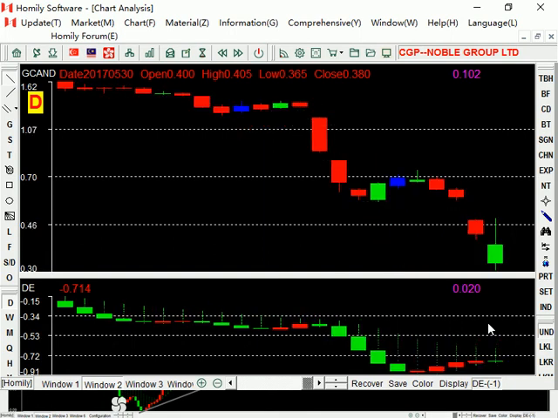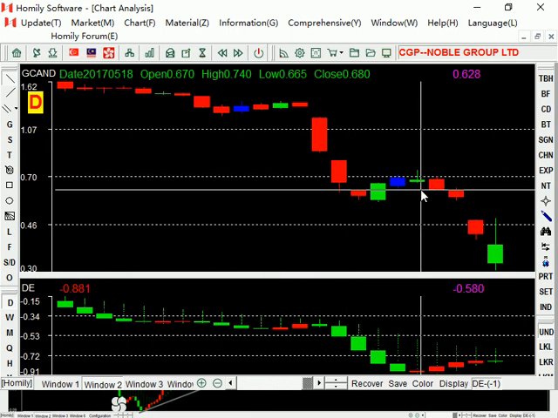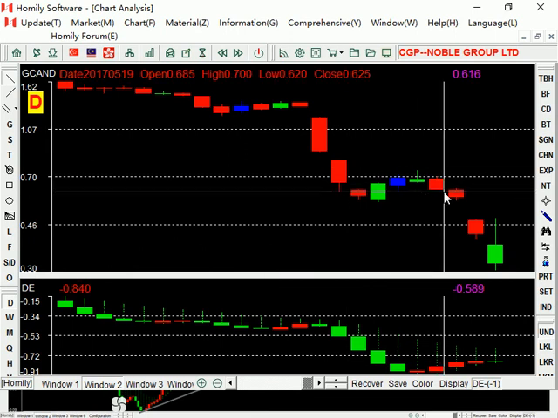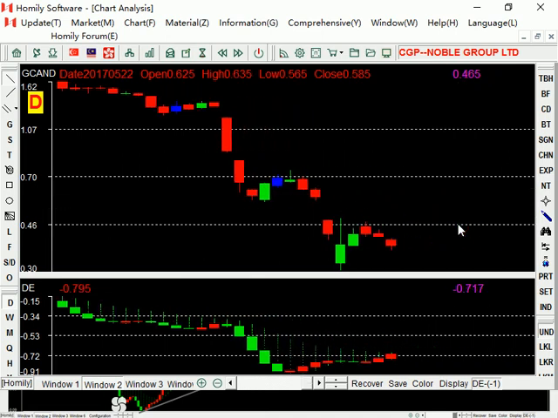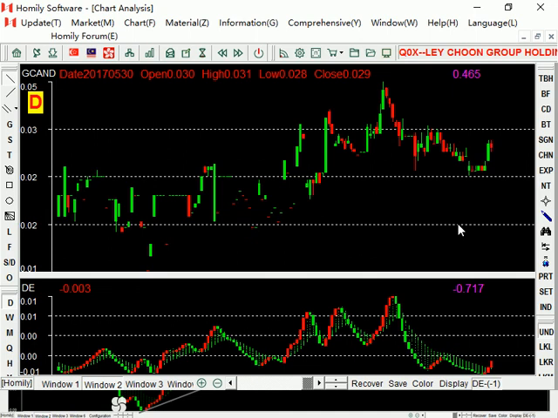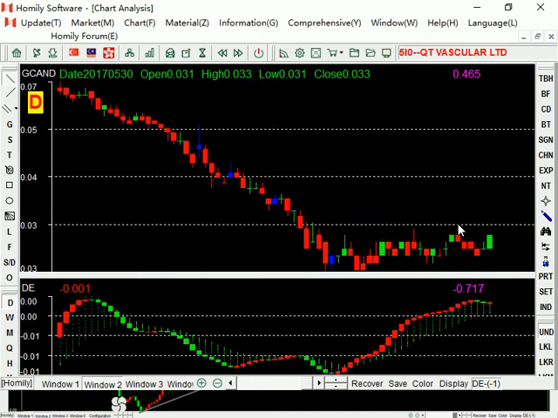If you buy, here is the buy point. But you should know where is the stop loss point. Here you can stop loss, okay? So you can avoid some risk. So you should know how to combine these two functions.